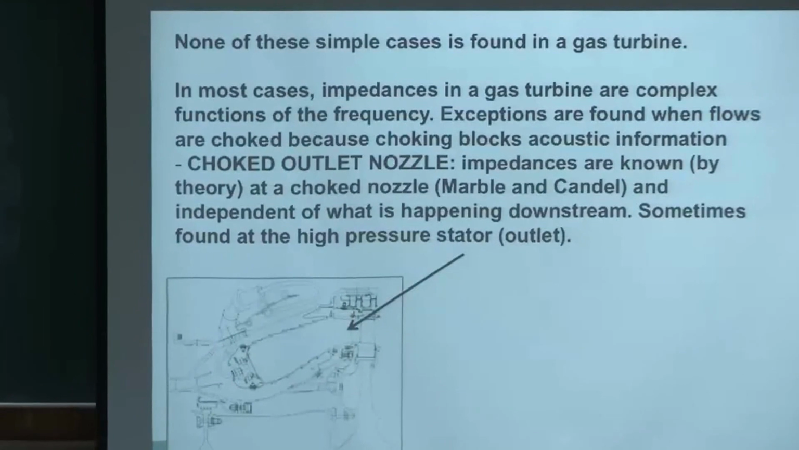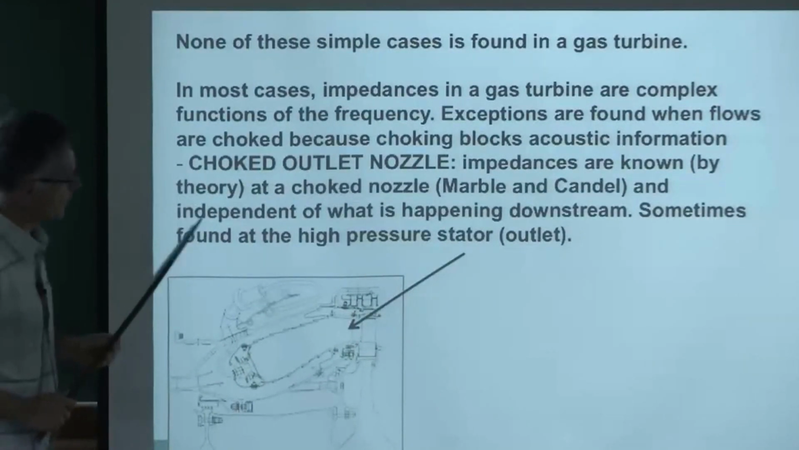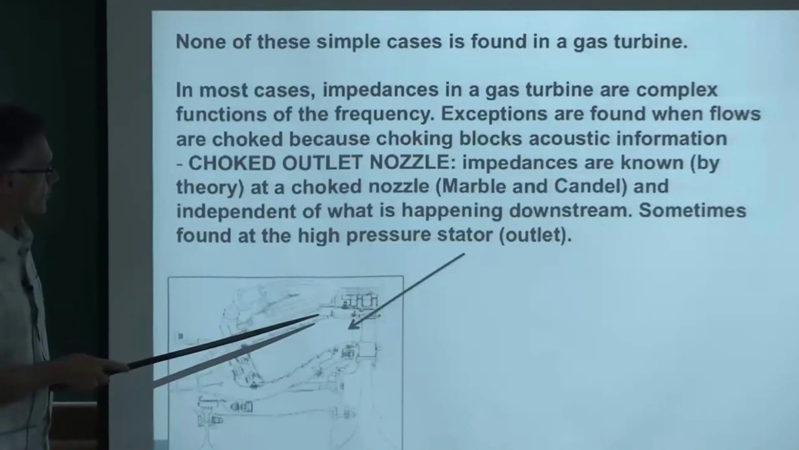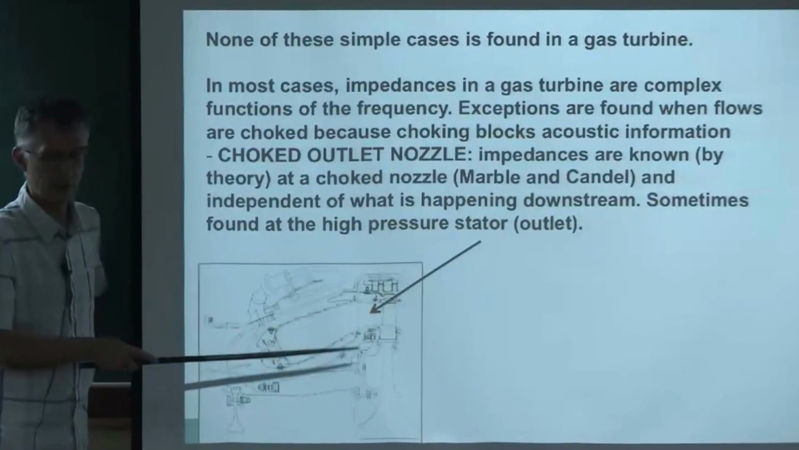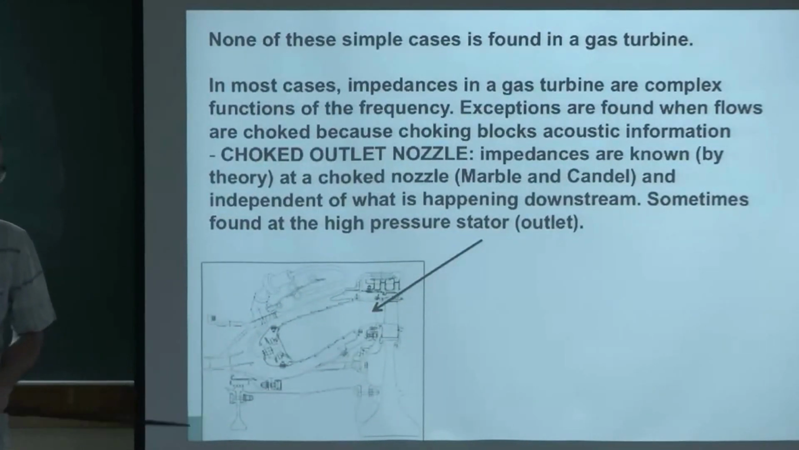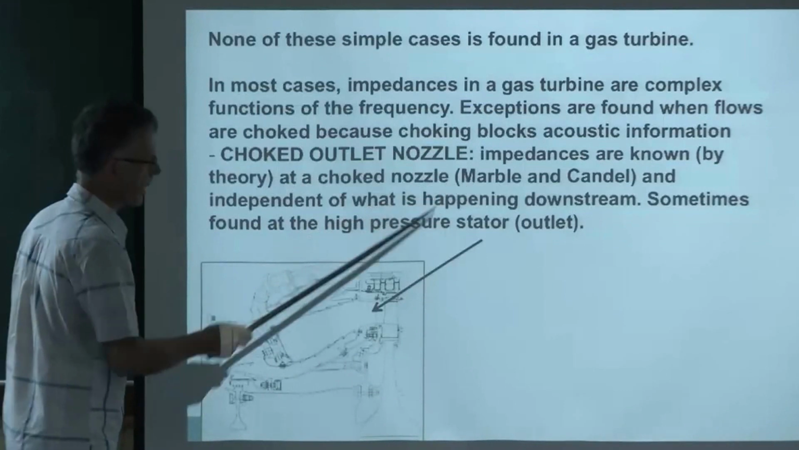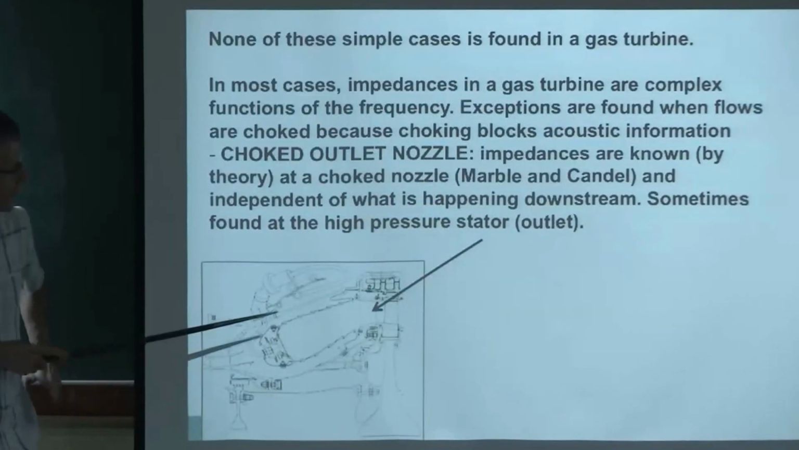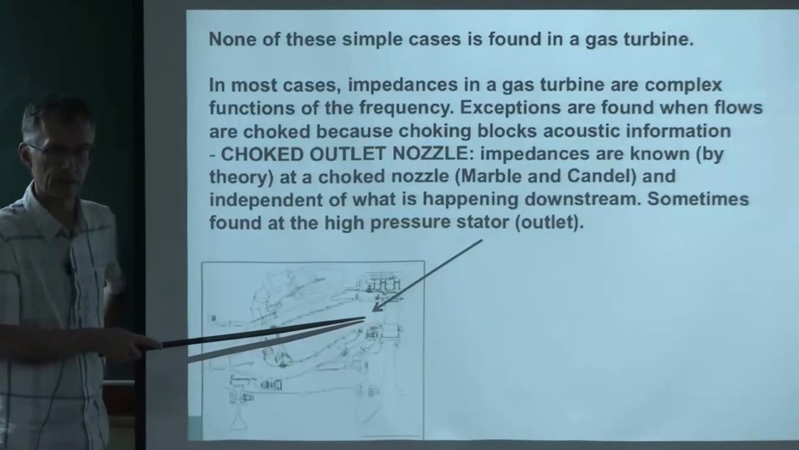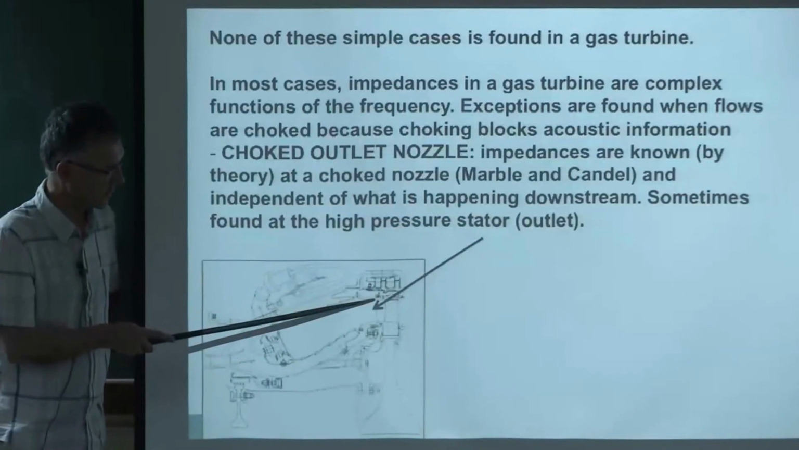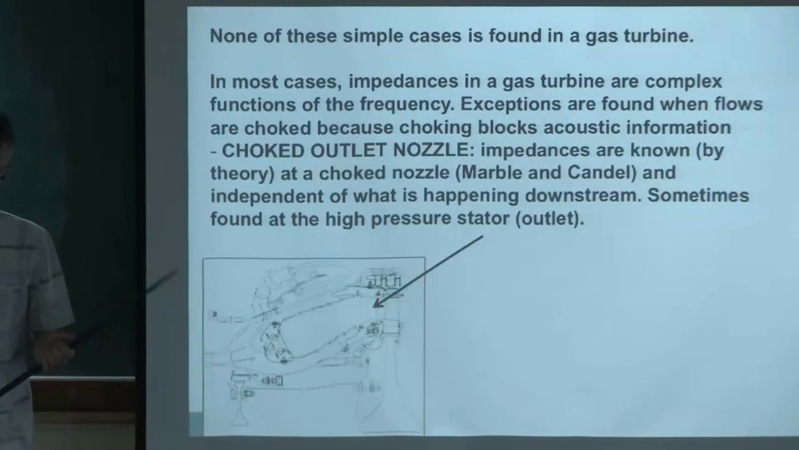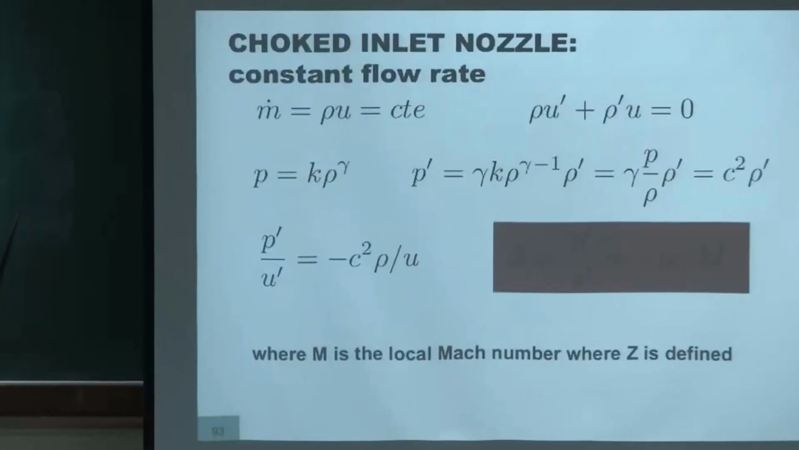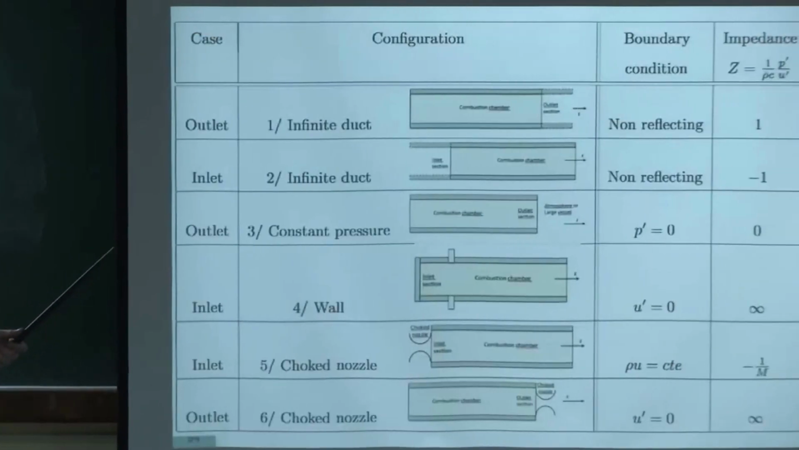And then there's one case which is of interest. It's the case where you have a choked nozzle at the outlet. If you have a choked nozzle, there's a theory by Marble and Candel again, where you can actually see that it's almost as if you would have U prime equals 0 at the outlet. So in a simulation, you can use that as a boundary condition. The choked inlet nozzle I've shown you already.